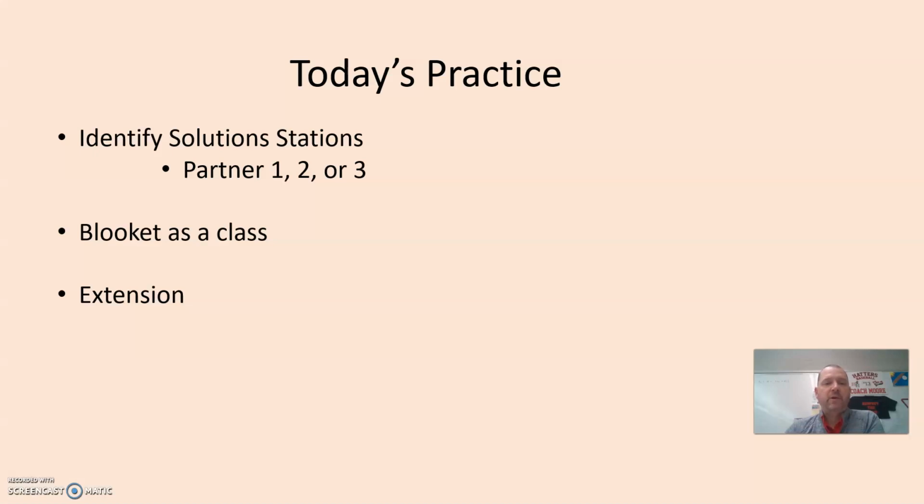So today you're going to work around the room with your partners to complete the worksheet. When that is done, there may be an opportunity for you to do a Book It as a class, but if not, the extensions are set up.